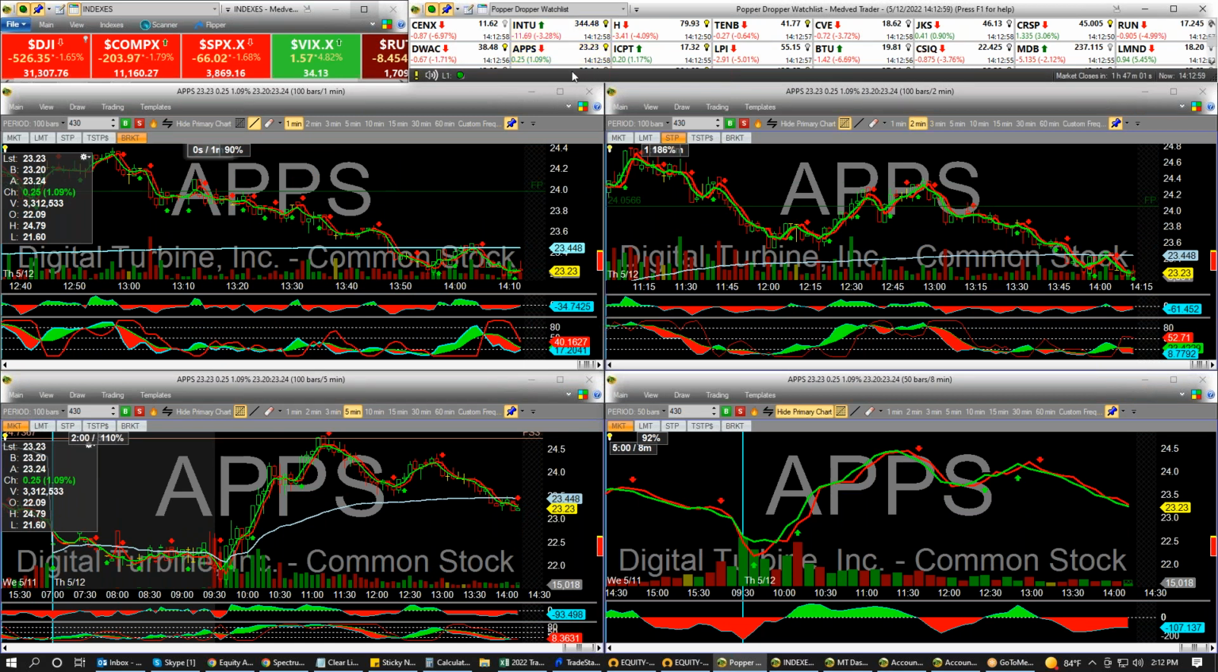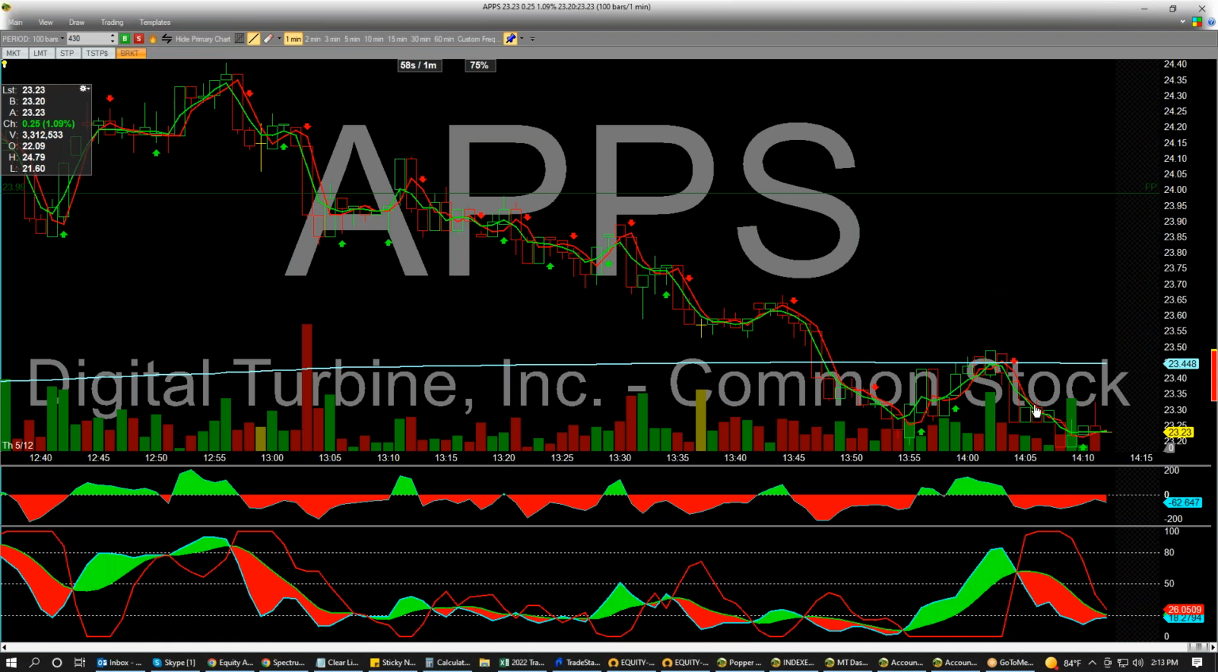Here, let's watch Digital Turbine. So Digital Turbine, sell, sell, sell, starting to get some up arrow, but still in the red. But see how the lines are coming together. So they're about to cross.